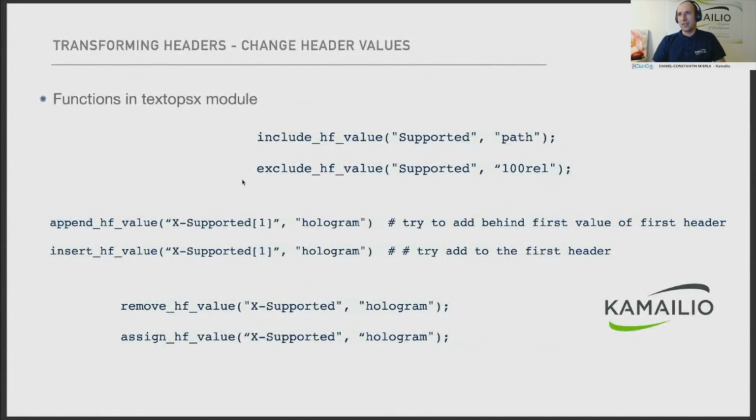The next group of functions coming from the textops module is for when you want to change the value of the body of a header. So maybe adding a value if it doesn't exist, like you have this Supported or Allow or list of methods, and I want to remove 100rel if it's there. So maybe one of the devices doesn't support this PRACK and so on, and you want to remove it. Also add path as supported, so the next hop knows that it's an intermediary proxy in between the caller and it.